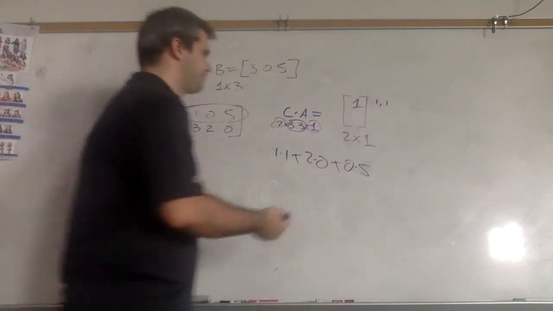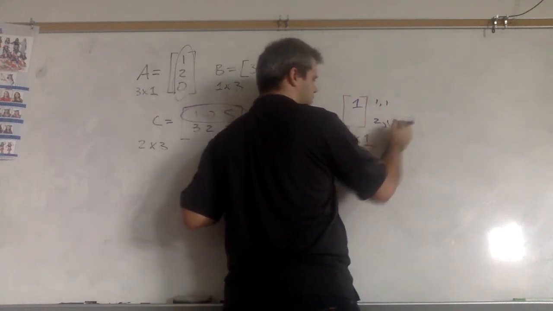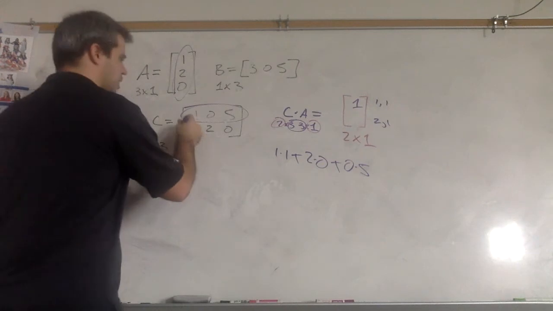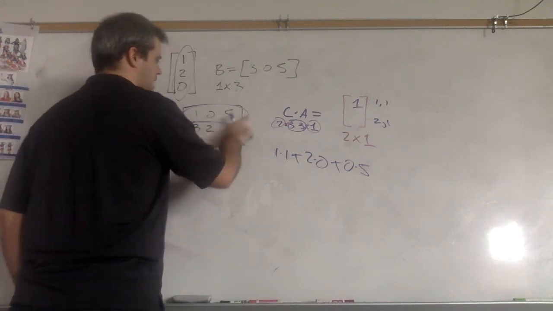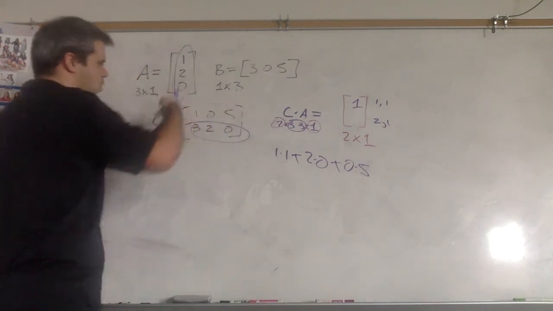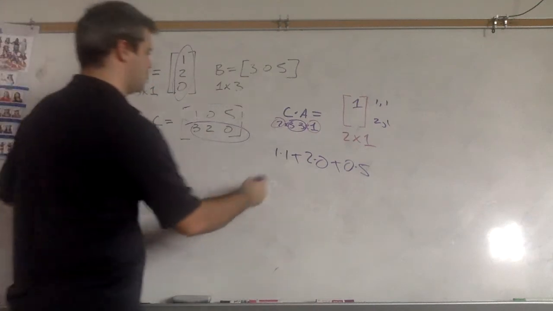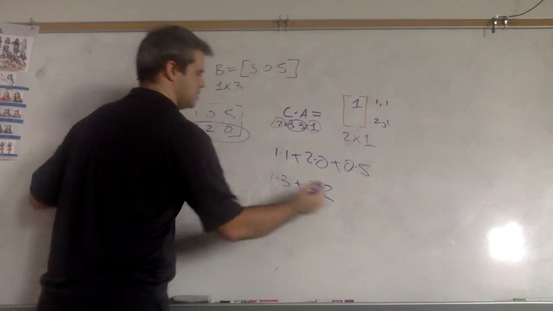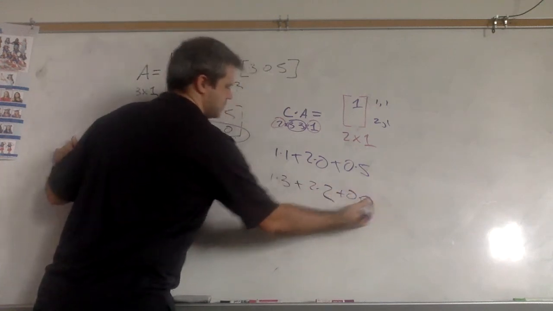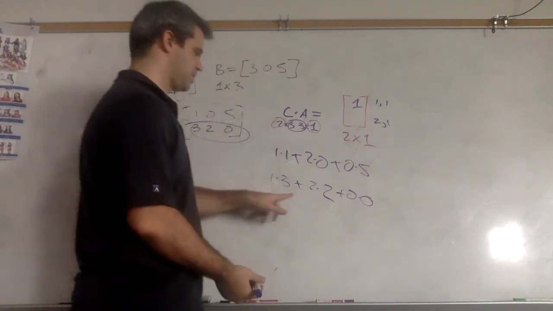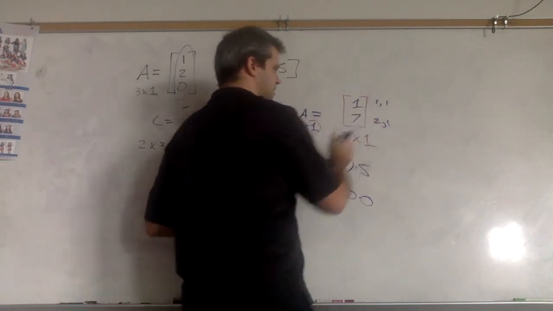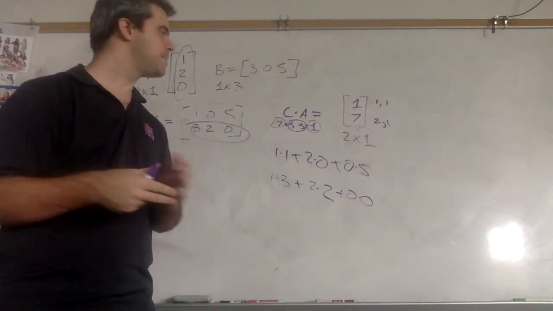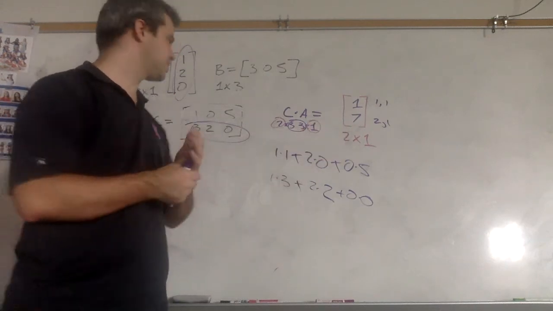Let's try that again. This time I'm looking at 2, 1. So I'm going to look at row 2 and column 1. So 1 times 3, 2 times 2, plus 0 times 0. So I get 3 plus 4 is 7. Okay, so that's going to be my final answer on my matrix.